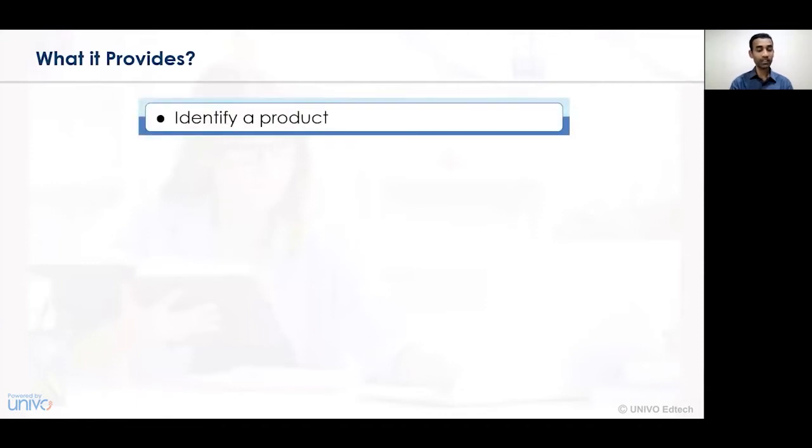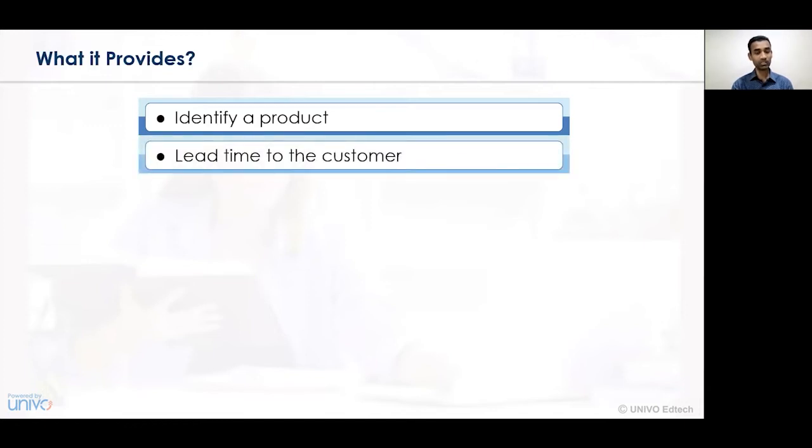Now let's understand what MTO provides. It provides identification of a certain product. So based on an MTO strategy, one is able to identify what product we are manufacturing, why we are manufacturing, and what is the purpose of manufacturing a certain product. Lead time to the customer. Here, when we are manufacturing a certain product, it provides a certain feasibility or guideline about what the product will be and what will be the order that will be placed.